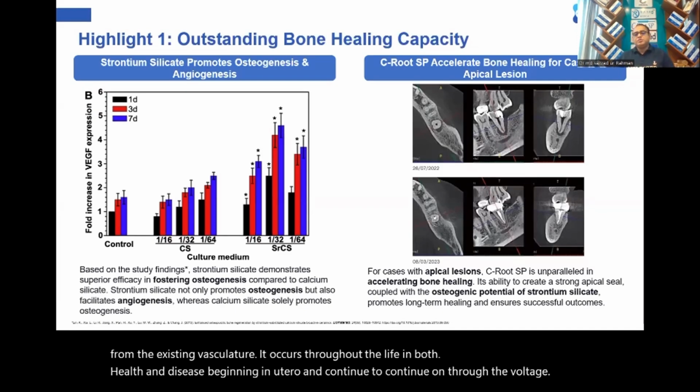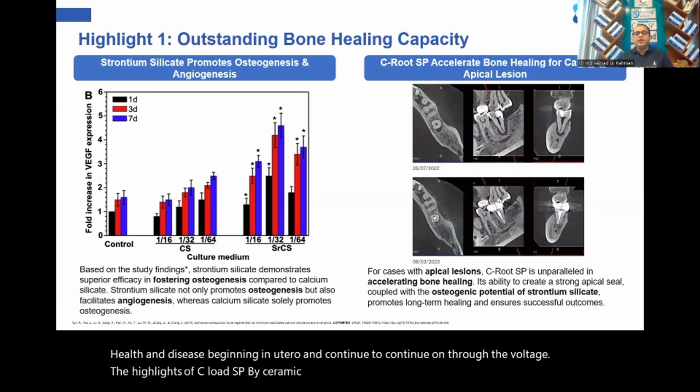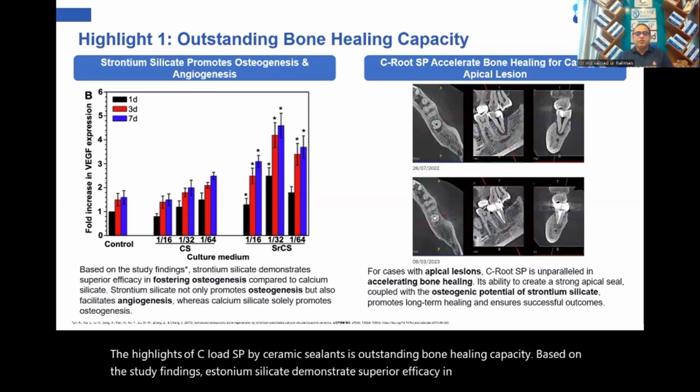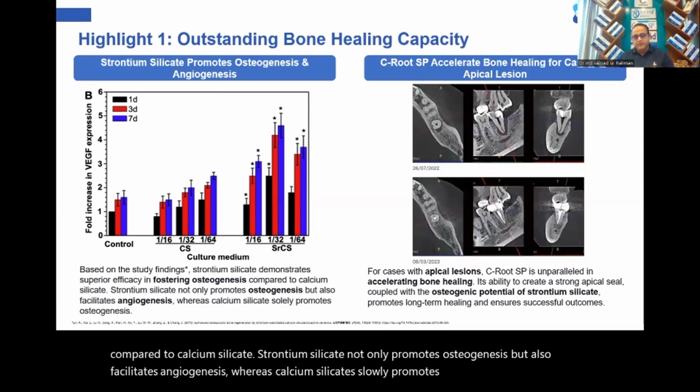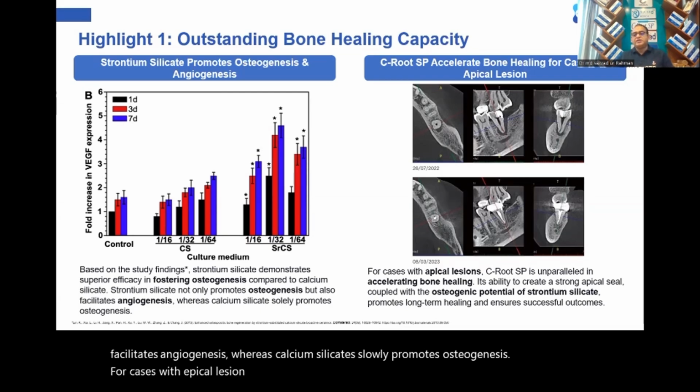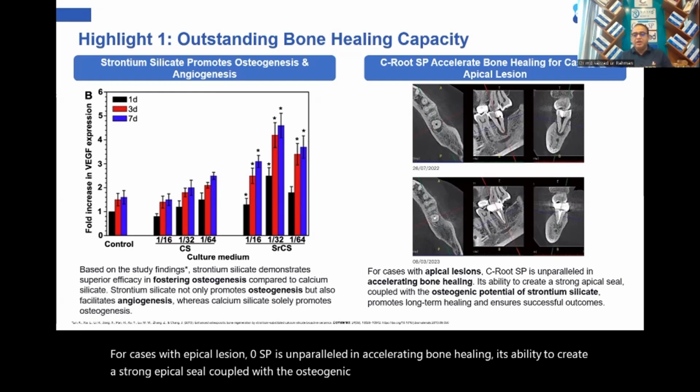The highlight of Root SP bioceramic sealers is outstanding bone healing capacity. Based on the study findings, strontium silicate demonstrates superior efficacy in fostering osteogenesis compared to calcium silicate. Strontium silicate not only promotes osteogenesis but also facilitates angiogenesis, whereas calcium silicate only slowly promotes osteogenesis. For cases with apical lesions, Root SP is unparalleled in accelerating bone healing. Its ability to create a strong apical seal, coupled with the osteogenic potential of strontium silicate, promotes long-term healing and ensures a successful outcome.